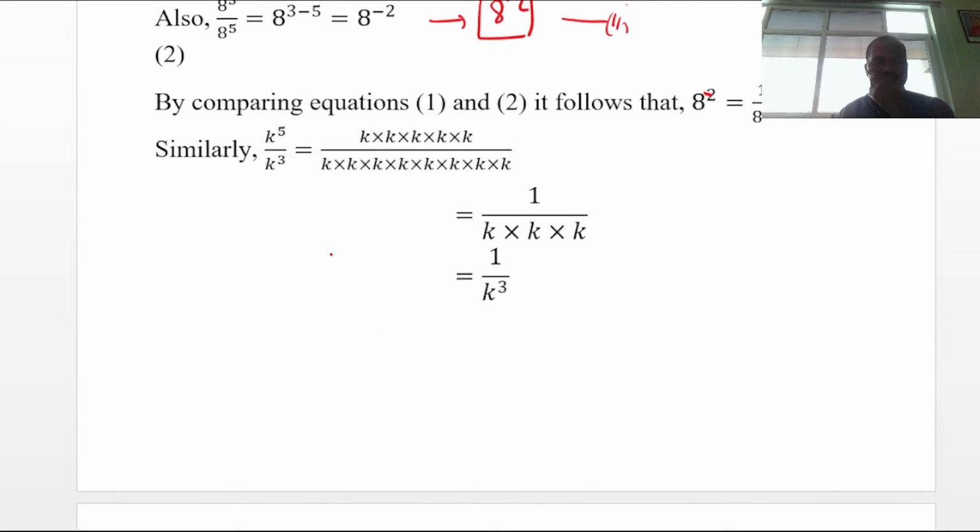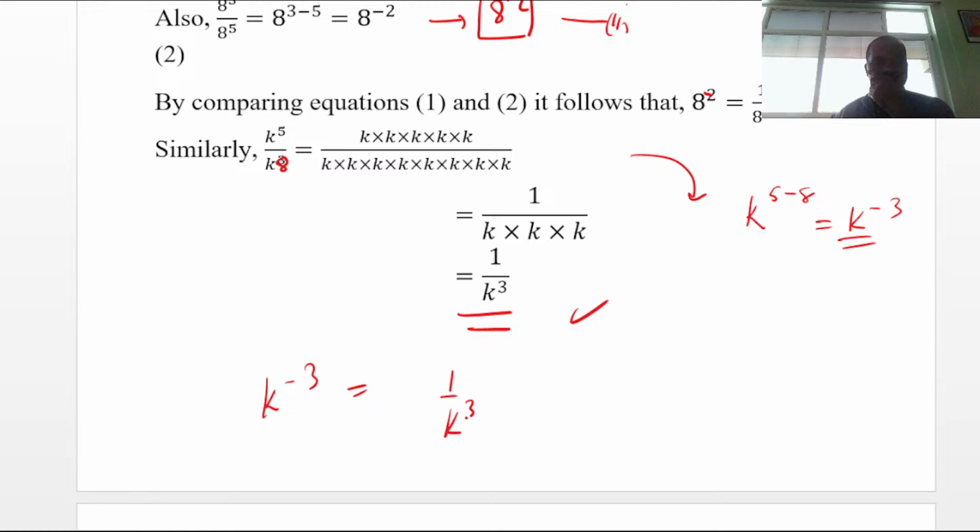Similarly, having k power 5 over k power 8, this is 8 here. When you simplify, you'll be getting 1 over k power 3. And by using the exponents quotient rule, the division rule, you'll actually have k power 5 minus 8, which is going to be k power negative 3. So you can compare, of course, k power negative 3 is equal to 1 over k power 3.